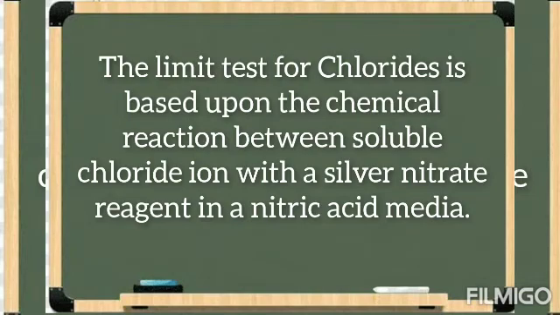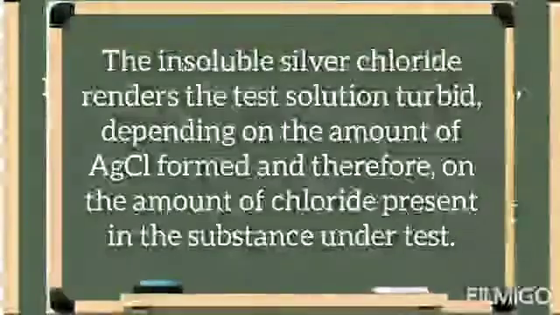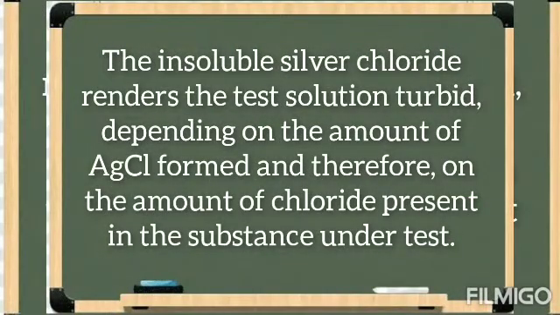The limit test for chlorides is based upon the chemical reaction between soluble chloride ion with a silver nitrate reagent in a nitric acid media. The insoluble silver chloride renders the test solution turbid depending on the amount of silver chloride formed and therefore on the amount of chloride present in the substance under test.